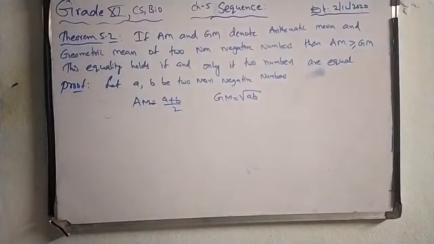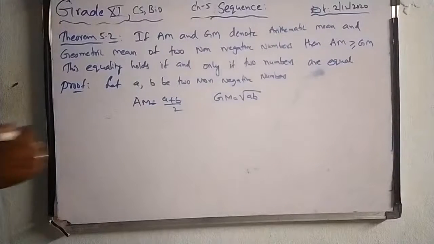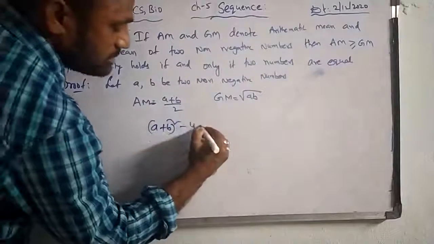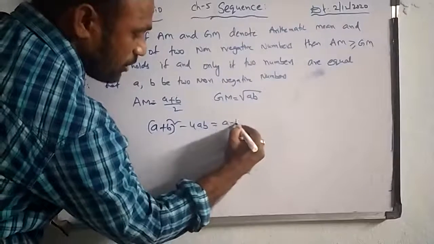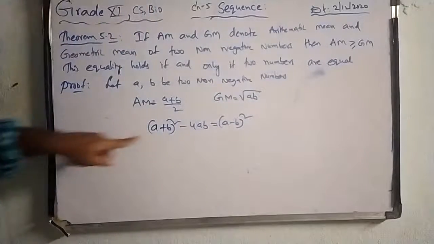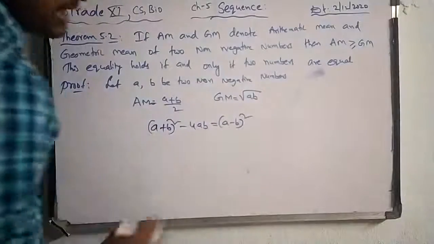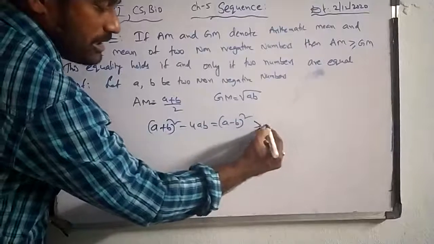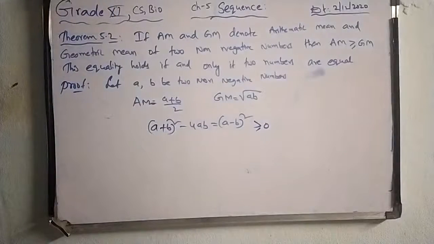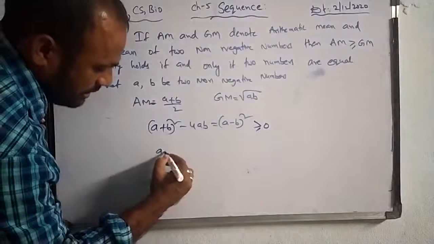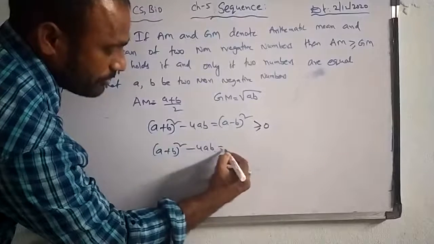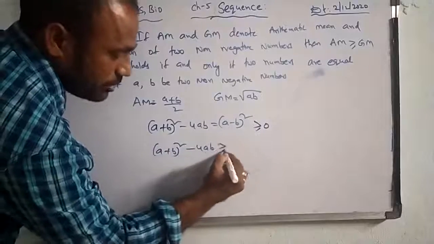Now we need to prove that the arithmetic mean is always greater than or equal to the geometric mean. So we have a formula: a plus b whole square minus 4ab is always equal to a minus b whole square. This is the identity. If I expand this, I get a minus b whole square. Whenever a square number is there, it is always greater than or equal to 0. So this can be written as a plus b whole square minus 4ab is greater than or equal to 0.